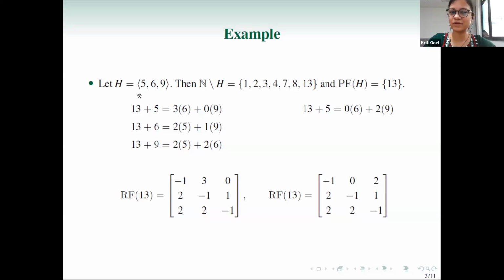This means we have to look at the 3 equations, 13 plus 5, 13 plus 6, 13 plus 9, and write them as a linear combination of the other generators of the numerical semigroup. While 13 plus 6 and 13 plus 9 have unique factorizations in terms of 5, 6 and 9, when we look at 13 plus 5, it's 18. It can be written as 3 times 6. It can also be written as 2 times 9. And this gives us two possible row-factorization matrices which can be associated to our pseudo-Frobenius number 13. So that was a quick example of the connection between pseudo-Frobenius numbers and row-factorization matrices.